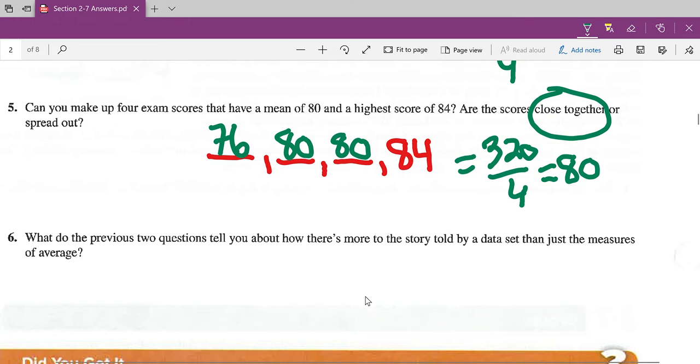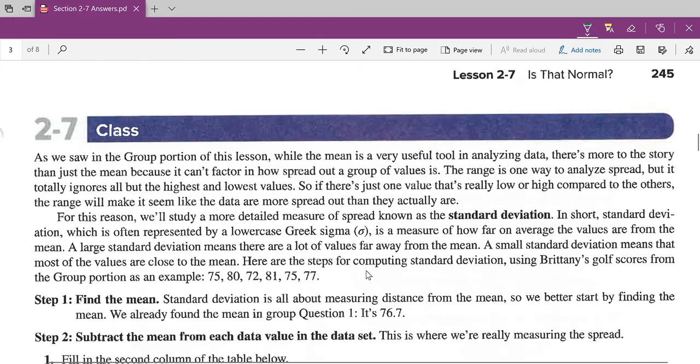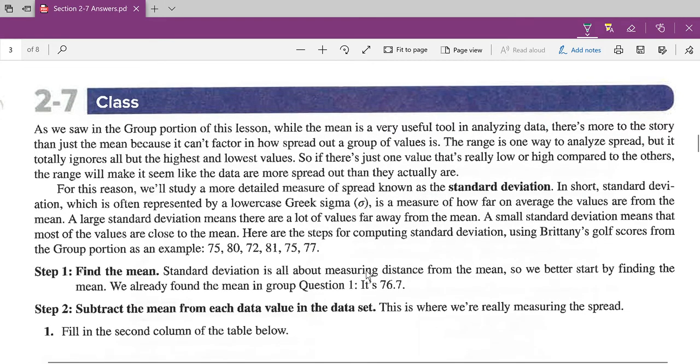Let's now look at the classwork on page 245. We're going to talk about a specific way to look at what the numbers mean. But the second paragraph down, it talks about standard deviation. Standard deviation, which is often represented by a lowercase Greek sigma, they give the symbol right here, is a measure of how far on average the values are from the mean.